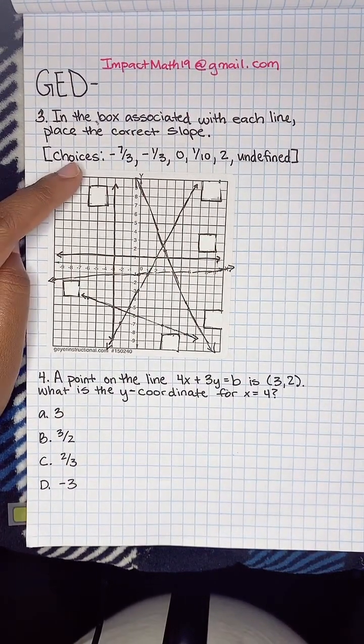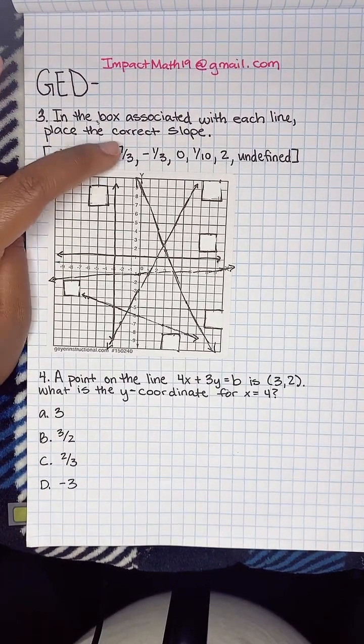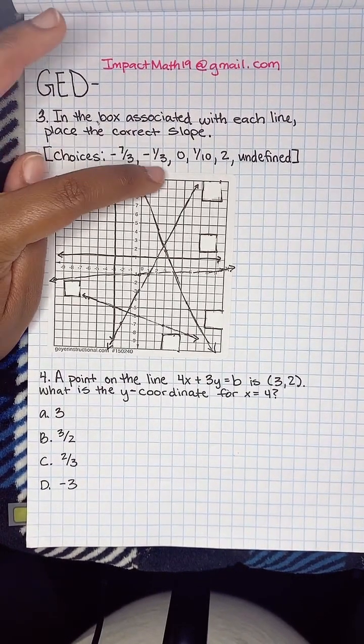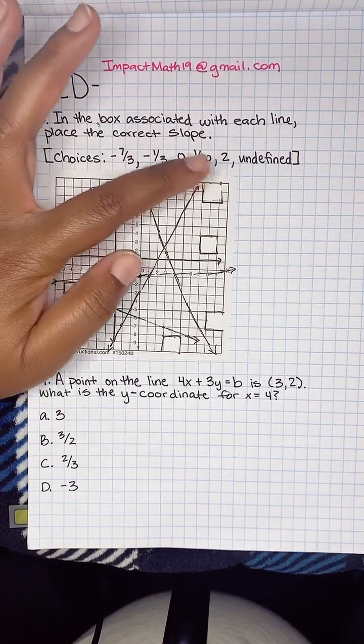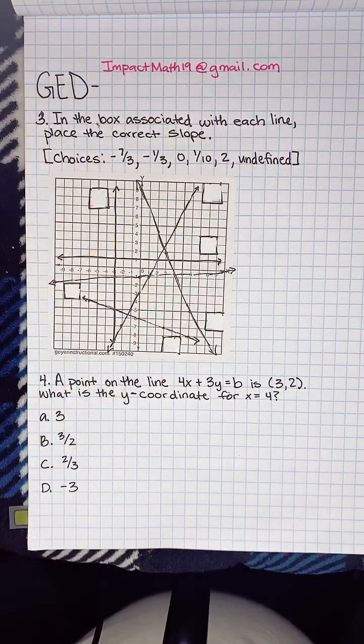So number 3, in the box associated with each line, place the correct slope. All right, so here goes our choices. So we have -7/3, -1/3, 0, 1/10, 2, and undefined.